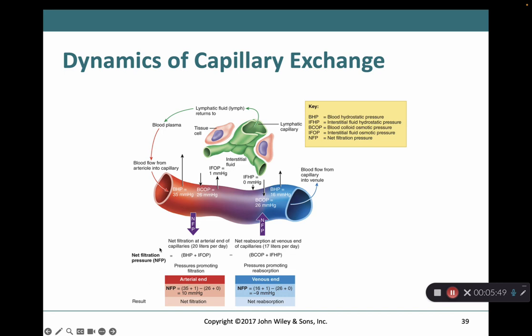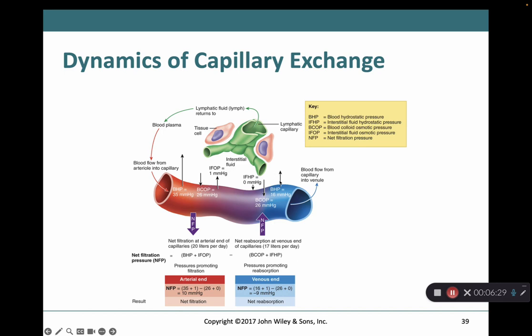So this here that we just went through is promoting filtration at the arterial end, right? So filtration is leaving the capillary, and then promoting reabsorption, right? So we want to filter at the arterial end, right? Because we want our red blood cells to be pushed out to bring oxygen and nutrients to our tissues. At the venous end, we want reabsorption because we want to take any waste back into the venous system to be brought to the heart and then lungs to be expelled.